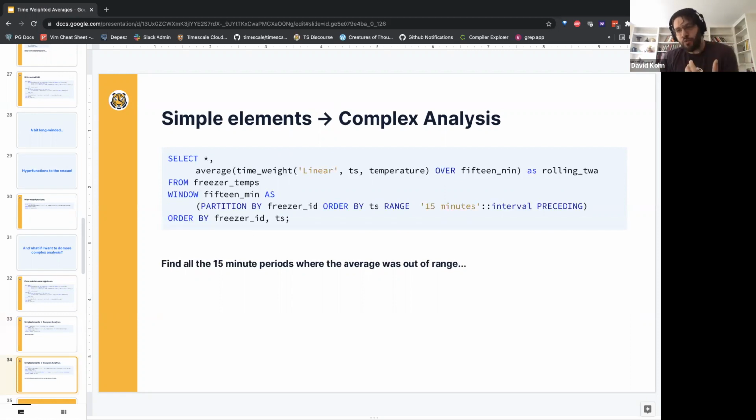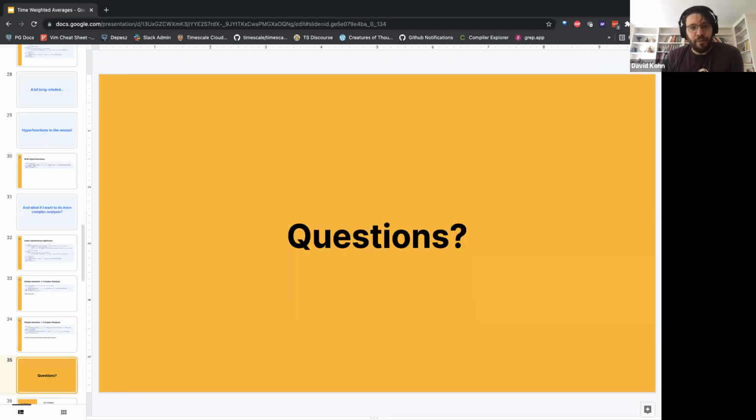It allows us to build up really nice analyses, and that's the basic gist of time-weighted averages. And that's it. That's the presentation. So I'll ask for questions and see if there's anyone who has anything. I guess I can either stop sharing or I might want to refer to slides. So maybe I'll keep sharing for now.